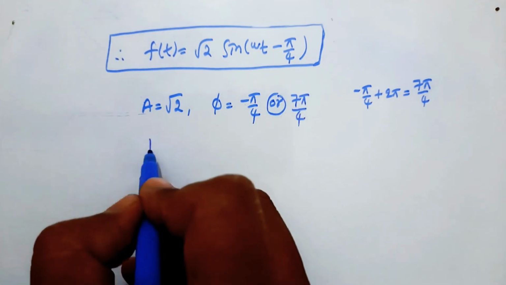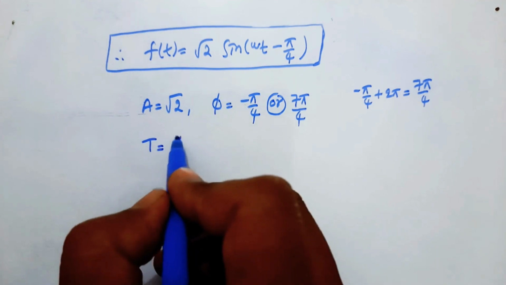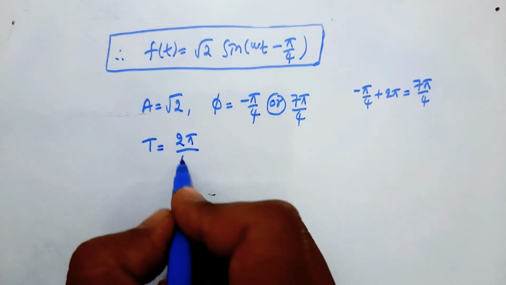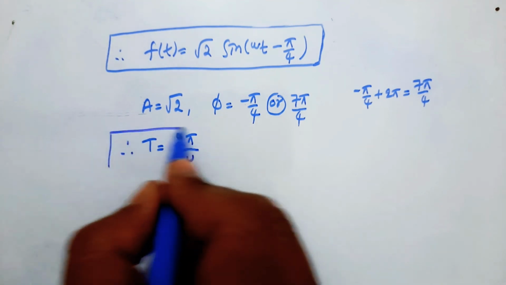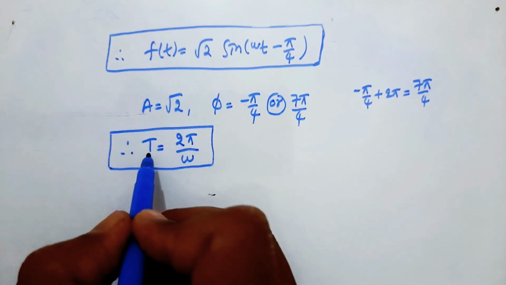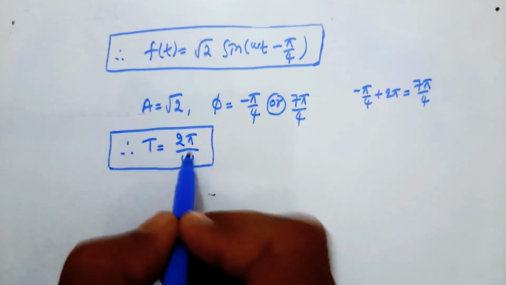Here the time period T is 2 pi by the angular frequency, that is omega. So the period of this simple harmonic motion is 2 pi by omega.